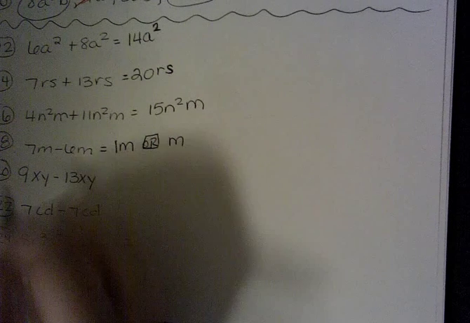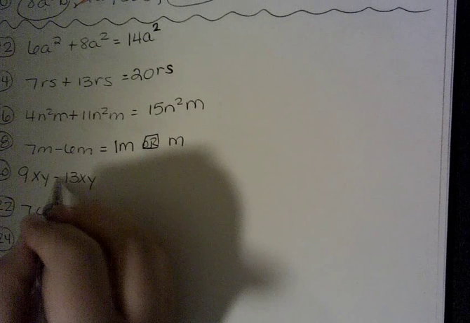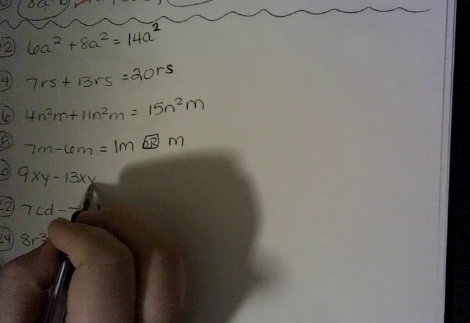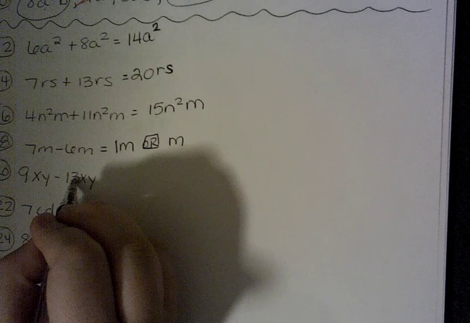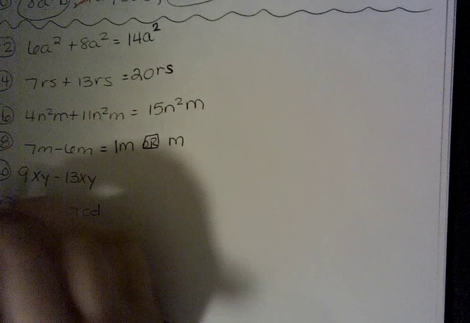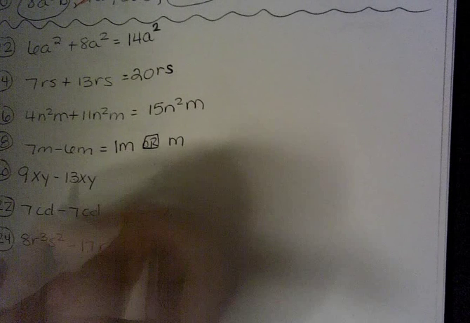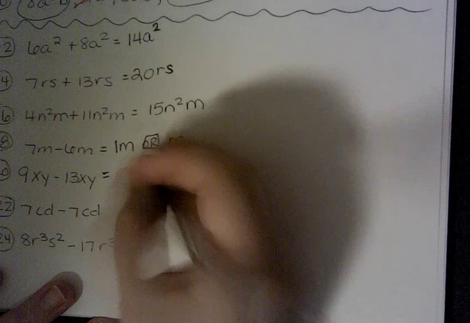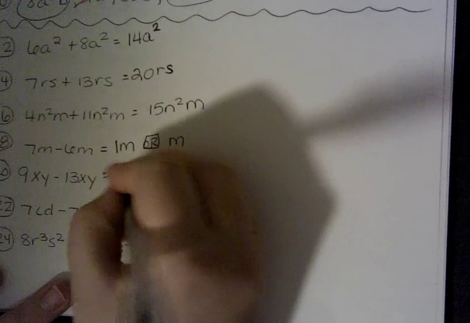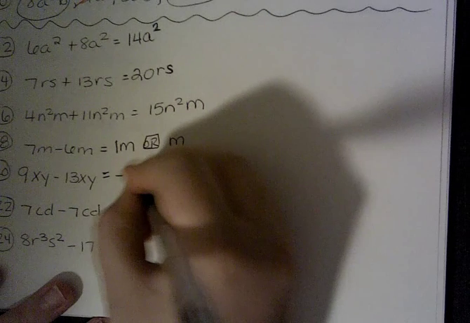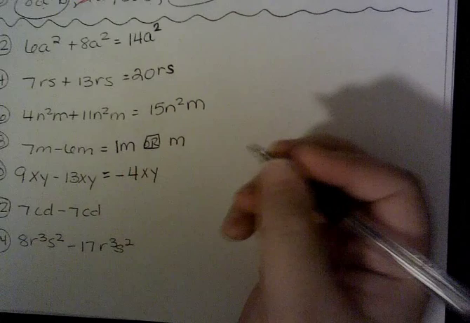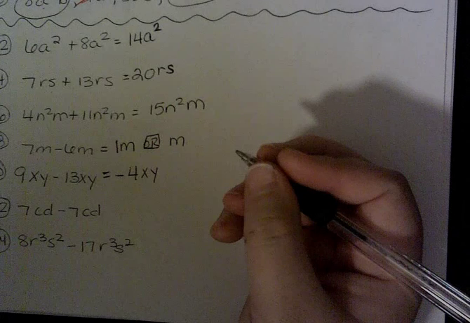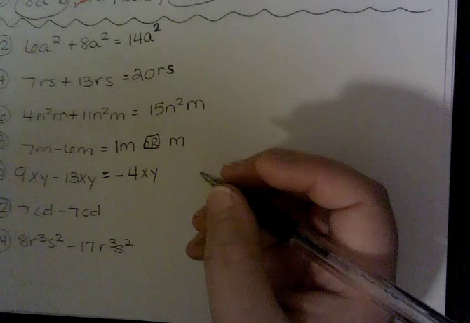9xy minus 13xy. Well, 9 minus 13. You have, let's say, $9. You spend 13. You didn't have enough money to spend, so you're in the hole by $4, but you still have a like term of xy. So if you needed to do the keep change opposite for that one, feel free to do so.